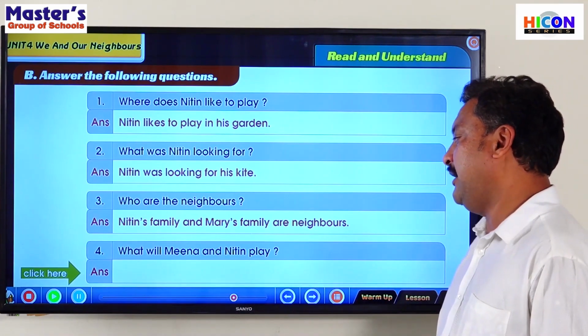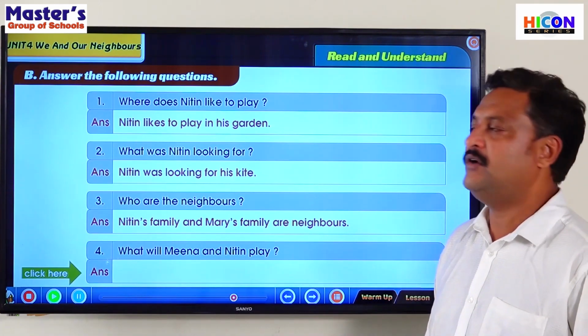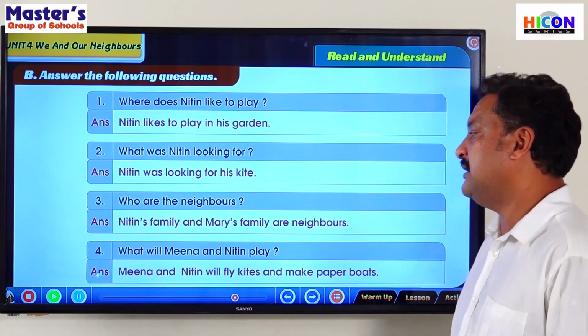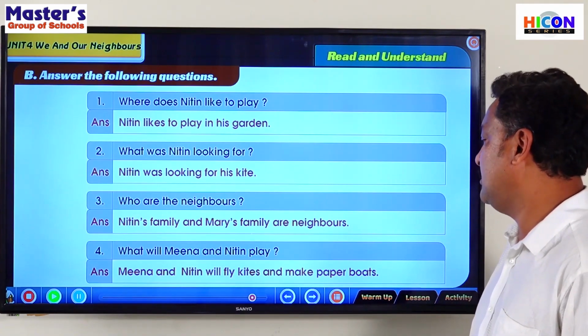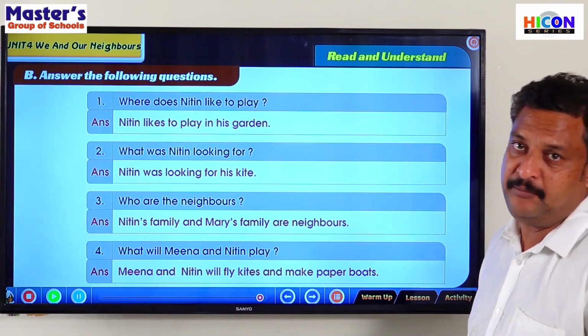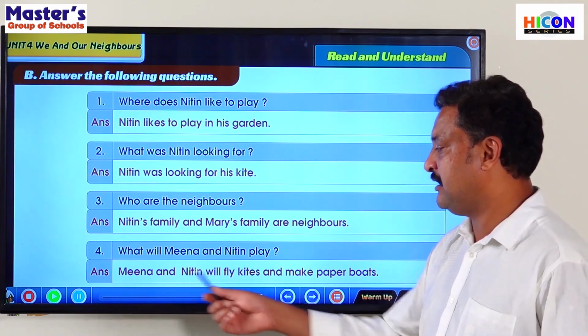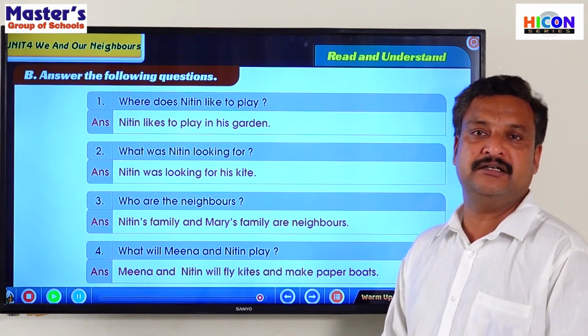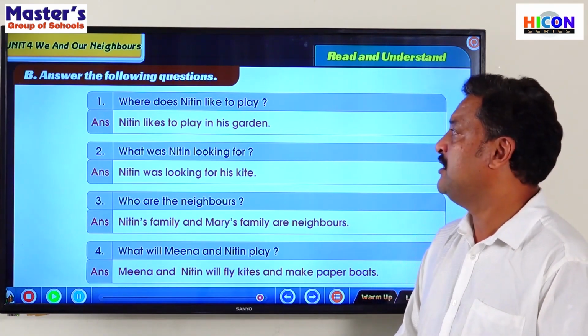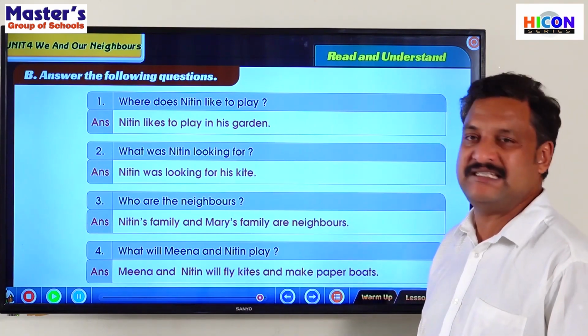Fourth question. What will Meena and Nitin play? The answer: Meena and Nitin will fly kites and make paper boats. So they can play in different ways, like they can fly kites and if they want, they can make paper boats and play also. Okay. So I'll read all the 4 questions once again.